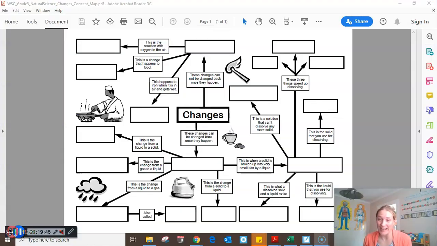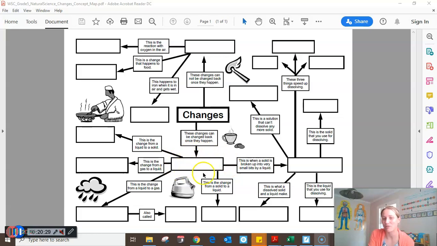Now, for your homework activity, your activity to finish and recap everything we've spoken about this lesson, I have saved this worksheet with a memo for you so you can mark and check your answers on WorksheetCloud.com. I have changes, and it's basically a mind map. The arrows will lead you to a description, and you must think about what word fits in here. So let's do the first one together. Changes. These changes cannot be changed back once they happen. So there we have the word irreversible, or you could have chosen chemical. Okay? Or we could have these changes can be changed back once they happen.